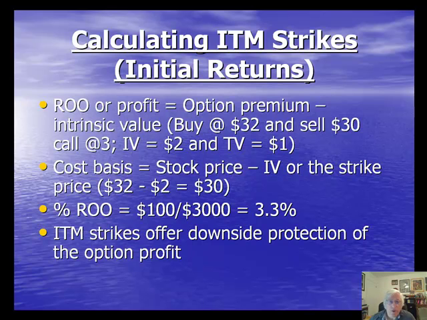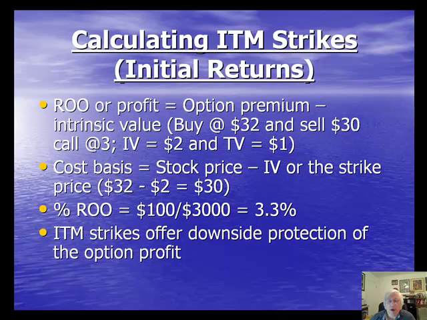So what happens to the other $2? We're not counting it as profit, but yet we received it. What happens to it? Well, for calculation purposes, we will reduce our cost basis of the stock. Instead of saying we bought the stock for $32, we're going to reduce that with the other $2 down to $30. So for calculating our returns, we say our cost basis is $30.